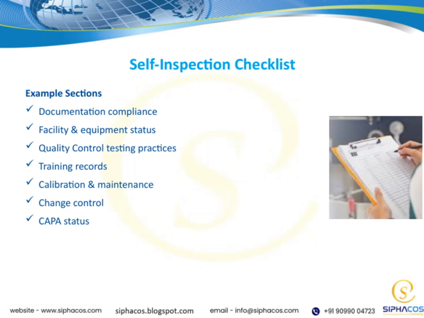Change control is about managing any modifications to processes or equipment carefully, ensuring changes are reviewed, approved, and documented to maintain control over quality. Finally, CAPA status, or corrective and preventive actions. This involves reviewing ongoing or completed actions to address issues, preventing recurrence, and continuously improving our processes. Together, these sections form a comprehensive approach to self-inspection, helping us identify areas for improvement and ensure we stay compliant with industry standards. It's all about fostering a culture of quality and accountability throughout our organization.